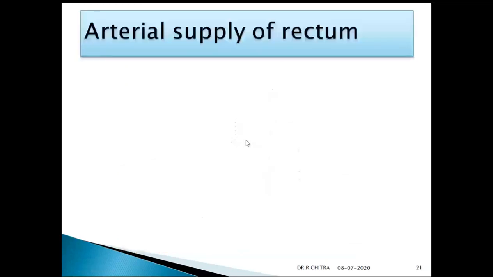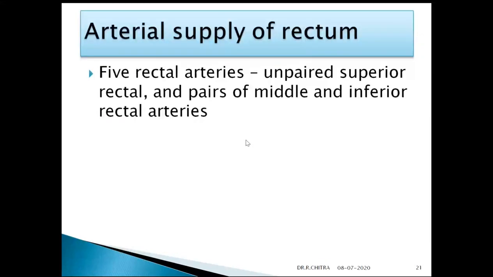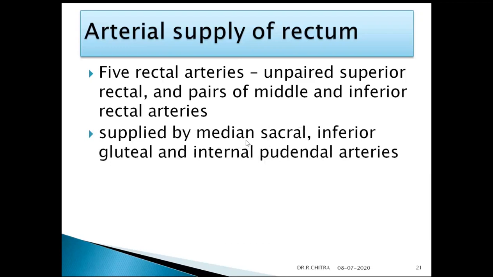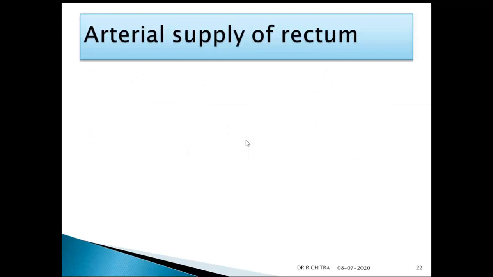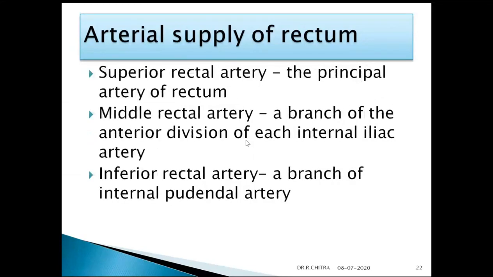Now we will see the arterial supply of the rectum. There are 5 rectal arteries. The superior rectal artery is unpaired, and the middle and inferior rectal arteries are paired. It is also supplied by the median sacral, inferior gluteal, and internal pudendal arteries. The superior rectal artery is the principal artery of the rectum. It is the continuation of the inferior mesenteric artery. The middle rectal artery is a branch of the anterior division of each internal iliac artery, and the inferior rectal artery is a branch of the internal pudendal artery.